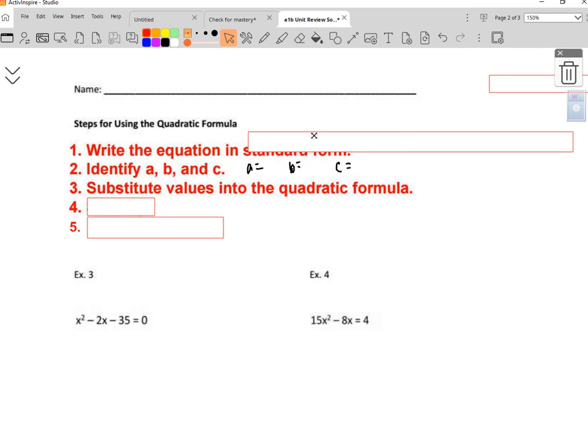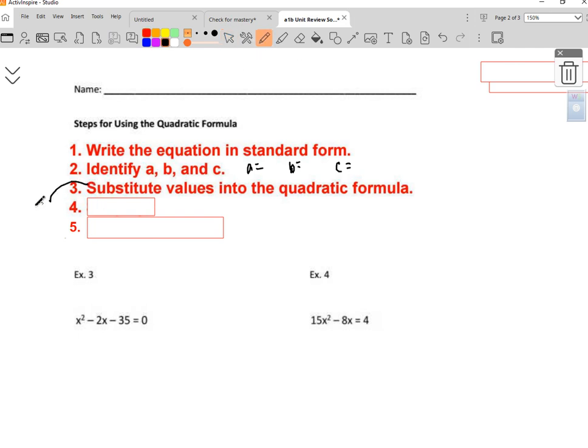After we identify A, B, and C, we substitute the values into the quadratic formula. You could also think of that as plug-in. So substitute is the same as plug-in. I don't care if you say plug-in or substitute. Either one of those are acceptable. Then we're going to simplify. And then we're going to write in set notation just like we would if we were solving it by factoring.